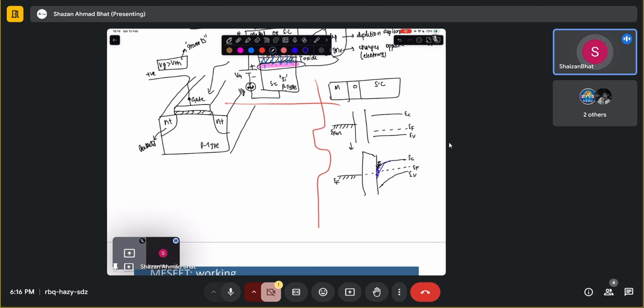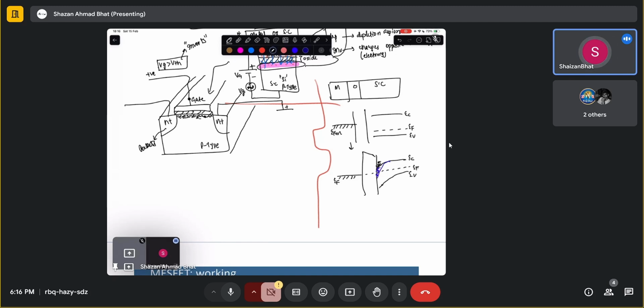That means it brings electrons near the channel, a huge density of sheet charge of electrons. So it brings these electrons near the channel, and then you apply a certain voltage on the drain. You apply, let's say, a positive voltage or a negative voltage on the drain. Let's apply positive. It doesn't matter because it's a symmetric device.